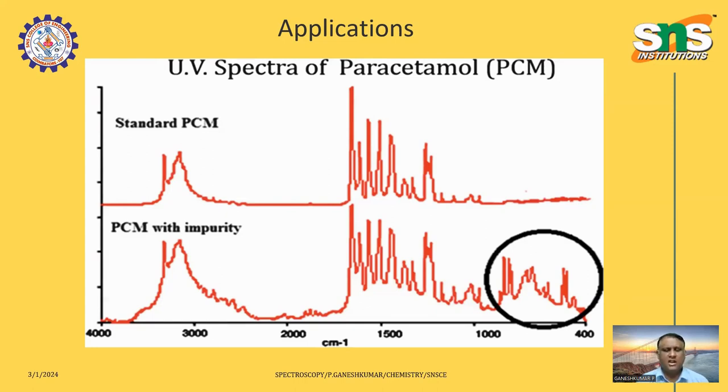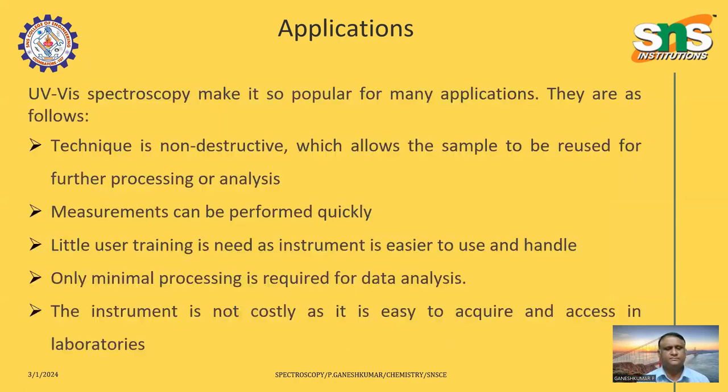So I'm starting with a typical example: the impurity of a substance can be identified when compared with the pure one with the help of the ultraviolet spectrum. That means we can compare the standard with a non-standard sample to identify what is observed there.